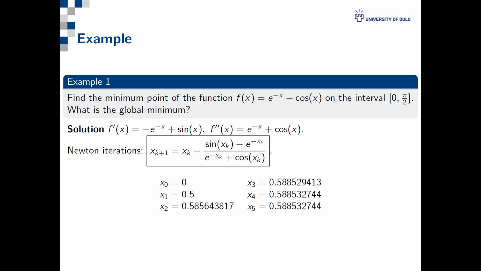It's e to the power minus x plus cosinus x. And e to the power minus x is always positive, and cosinus x is also non-negative on the interval from 0 to pi over 2. It vanishes, cosinus x is 0 only at the other end. So the second derivative is always positive, saying that this function is convex on that interval.